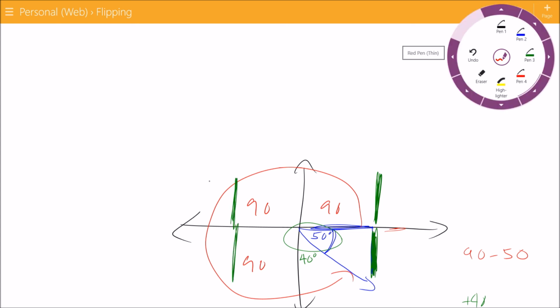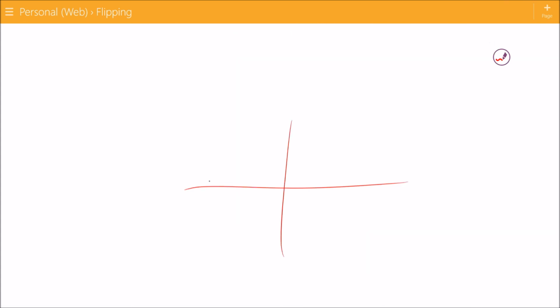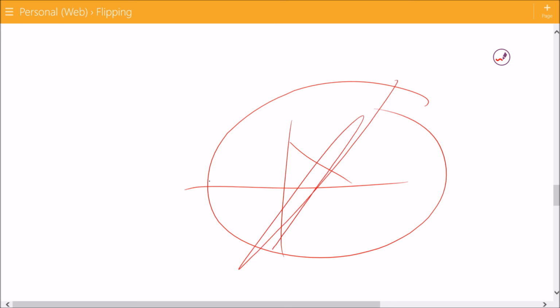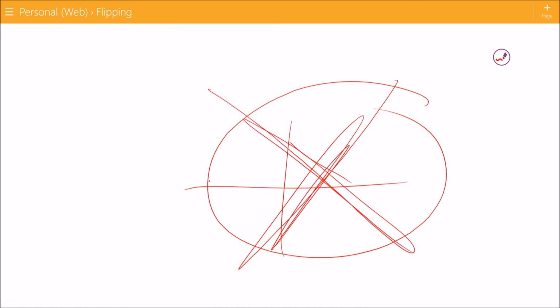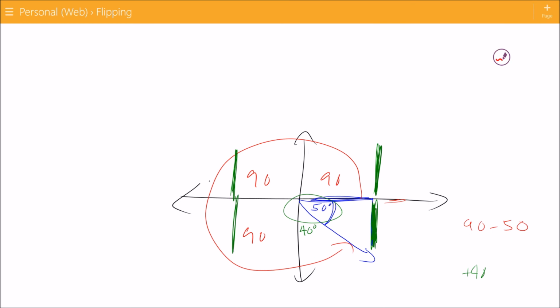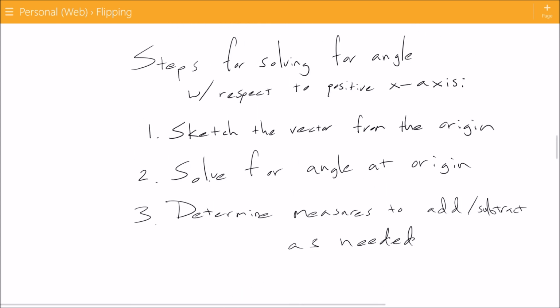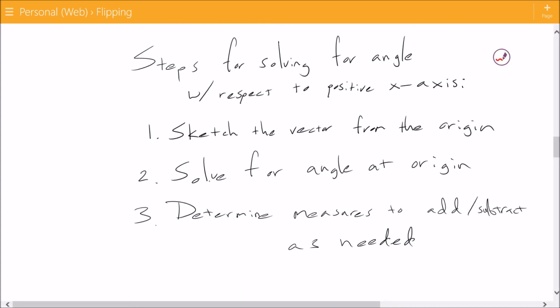Sine is always your opposite, so you should make those right there. Do not make some sort of weird triangle like this, okay? That is bad. Make your vertical marks away from the axis. Do not put them on top of the y-axis. And then determine the measures to add or subtract as needed. That's it. With a little bit of practice, this gets to be a lot quicker and a lot more natural. So practice that up.